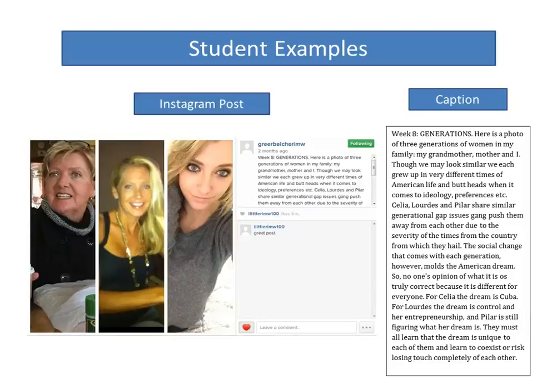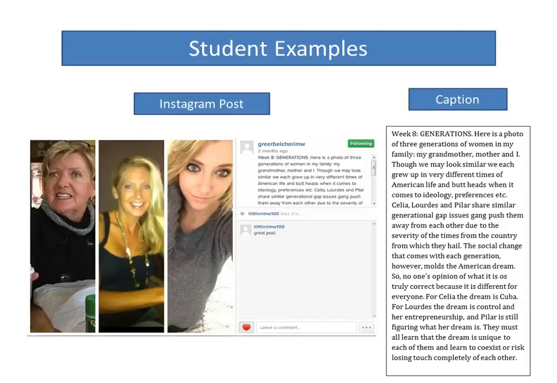Here is a photo of 3 generations of women in my family, my grandmother, mother, and I. Though we may look similar, we each grew up in very different times of American life and butt heads when it comes to ideology, preferences, etc. Celia, Lourdes, and Pilar share similar generational gap issues and push them away from each other due to the severity of the times from the country from which they hail. The social change that comes with each generation, however, molds the American dream. So no one's opinion of what it is truly correct because it's different for everyone.